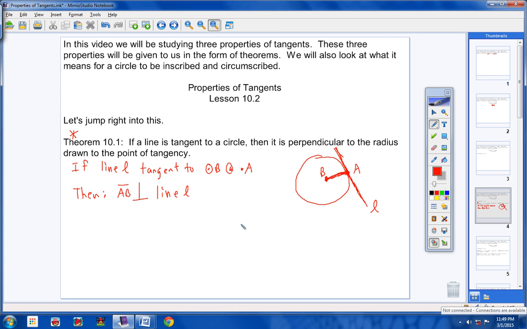Alright, one more time, we're moving on. If you have a tangent line and a radius is drawn to the point of tangency, these two lines will be perpendicular.